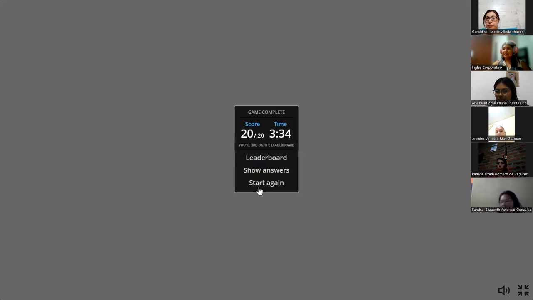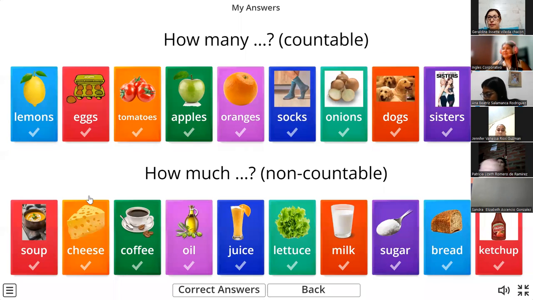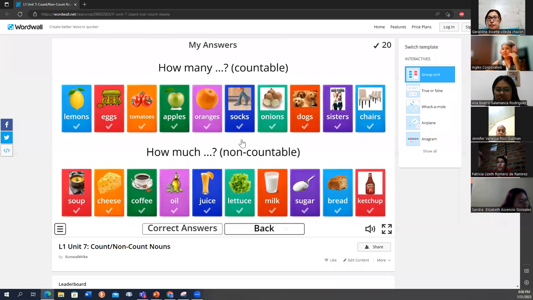Okay. Muy bien. We can see the countable and non-countable. Okay. Good. That is according to what you think, right? De acuerdo a lo que ustedes piensan. Okay, let's move on.